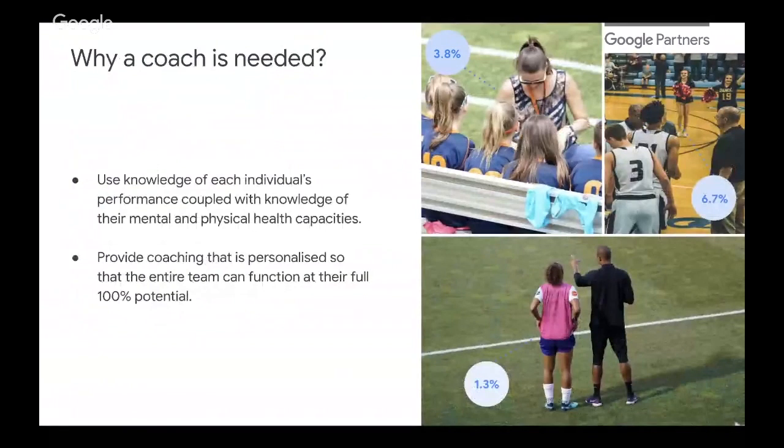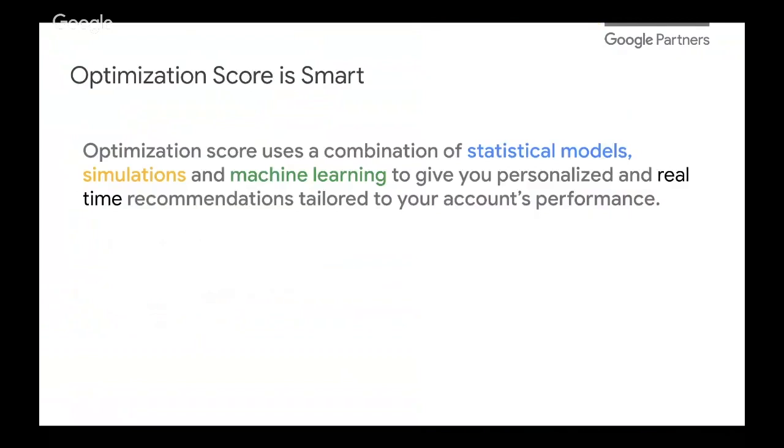Now imagine this team with a coach. A good coach is able to use their experience, their expertise and knowledge to ensure that they're providing a personalised coaching service to each individual member of the team. So Optimisation Score is this coach. It's able to provide personalised recommendations to each area of your Google Ads account, to ensure that the performance is at the optimal level that it can be. So it's incredibly smart.